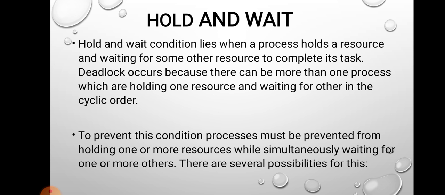Now to ensure that the hold and wait condition never occurs in a system, we have to guarantee that whenever a process requests a resource, it does not hold any other resource. Hold and wait means a process is going to wait for resources while holding another resource at the same time. So we are holding some resources and still waiting for some other resource. This can be done in two ways.